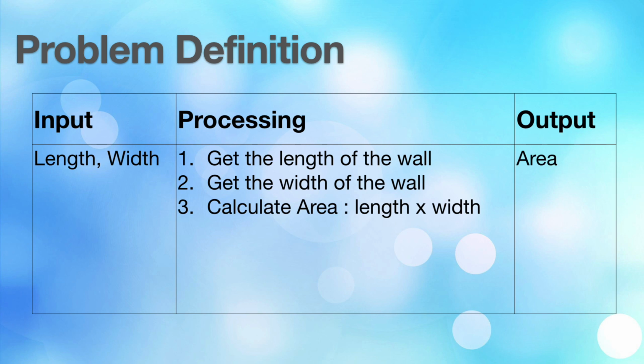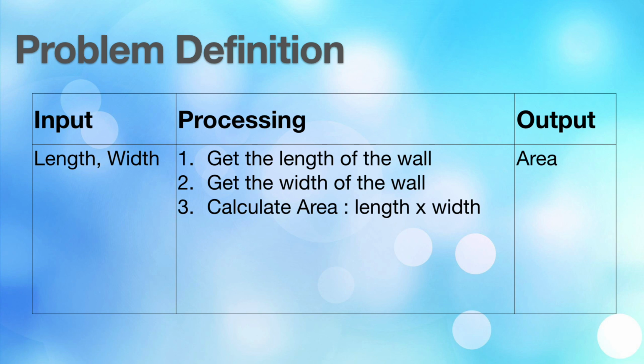And this is our IPO chart. So first we have three columns. First column is input, second column processing, third column output. Under input, if we have to find the area, we know from our mathematics class perhaps that we need the length and the width of the wall. So we will measure the length and width of the wall.